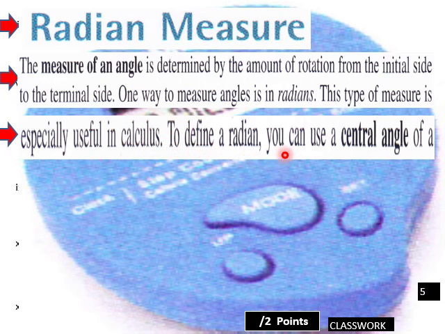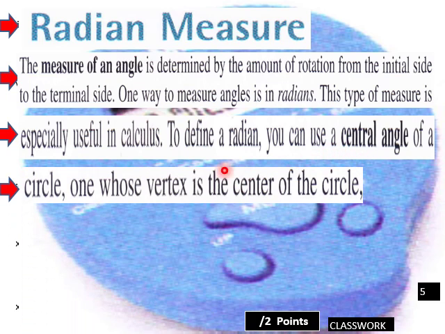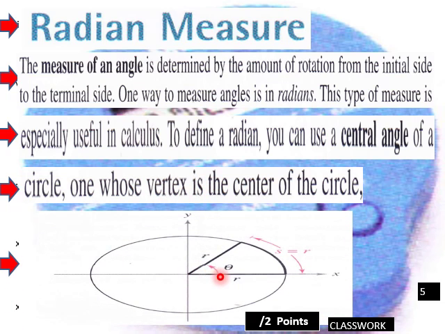To define a radian, you can use a central angle of a circle, one whose vertex is the center of the circle, like this here is theta. This would be your central angle right here. These are radii, and then s here is actually part of the radian calculation. s equals r.